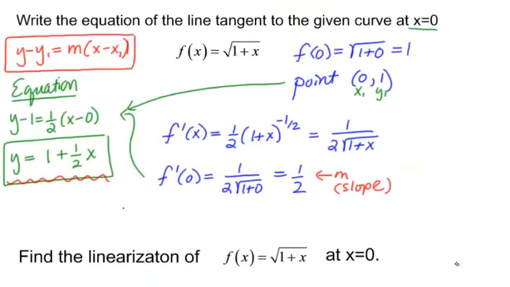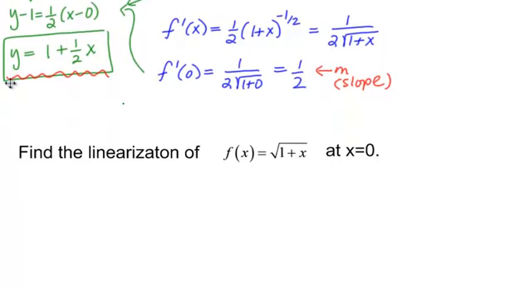So let's go back to the example we originally looked at. What we did was we found the equation of the line tangent to the curve at x equals 0. So if I had asked you to find the linearization of f of x at x equals 0, you're going to do exactly the same process. You're going to come up with this equation. So the equation that we found was y equals 1 plus 1/2 x. But now you're going to call this a linearization.